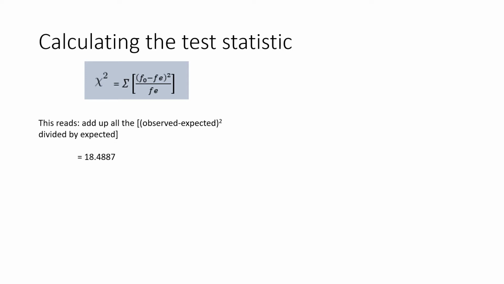So we're going to be looking at calculating the test statistic now. This is where the laborious, time-consuming work comes in. I told you what the value was. Epsilon means sum, so we're going to add up all the different observed minus expected squareds over expected.